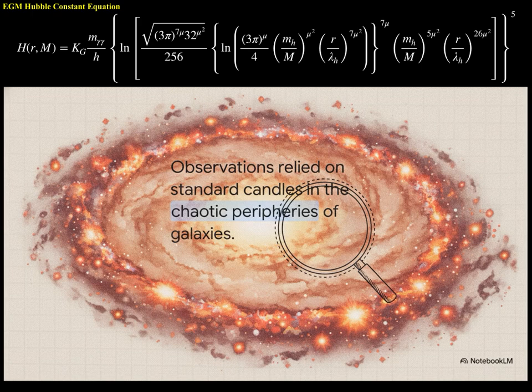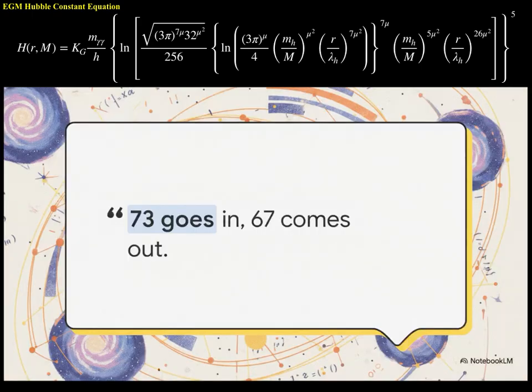Until now, we basically created a cosmic optical illusion by only looking at the most dynamically biased locations in the universe. But this research introduces a single, parameter-free, unifying mathematical framework that proves this isn't just a coincidence, it's a systematic correction. The research states it perfectly. 73 goes in, 67 comes out. There are no free parameters here, zero tuning, no fine adjustments. It is a fundamental equation that bridges the gap between local dynamics and global expansion.